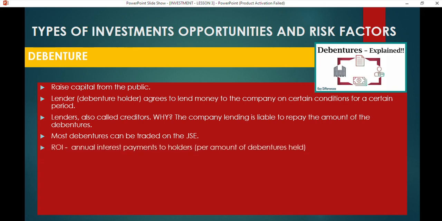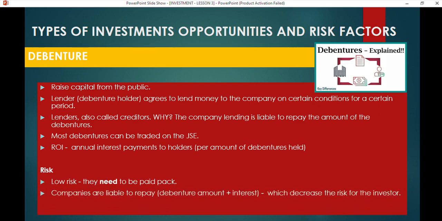Okay, so what's the return on investment in debentures? You will receive annual interest payments as the holder, as well as at the end of the period you will receive your capital. Okay, low risk, you need to be paid back, and companies are liable to repay the debenture amount, the capital invested plus the interest, and that decreases the risk of the investor. That means it's a steady income in the form of interest, and you will not lose your capital amount.